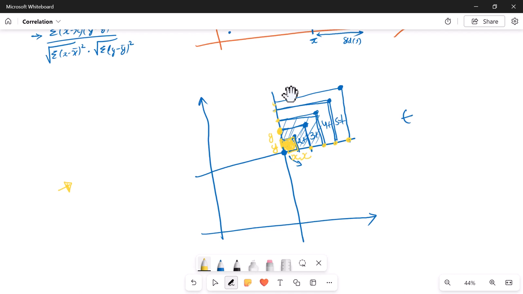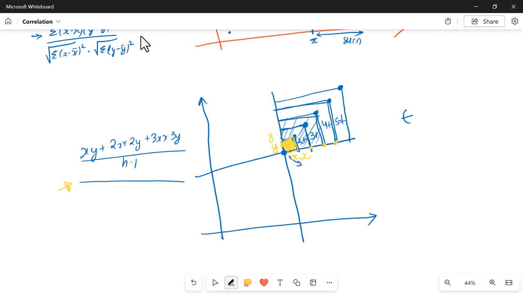Okay, so when you calculate the correlation for this particular case, let's apply the formula to see what happens. We'll follow the general formula that I have written down above. It will become the summation of xy plus 2x times 2y plus 3x times 3y and so on and so forth. Let's say we are only taking these three points into account, divided by n minus 1. And then the standard deviation of x we will get as x squared plus 2x squared plus 3x squared. I'm sorry, I've written y by mistake.